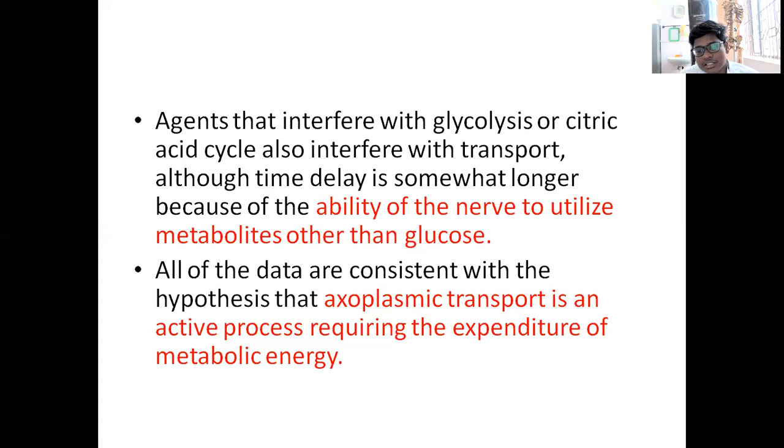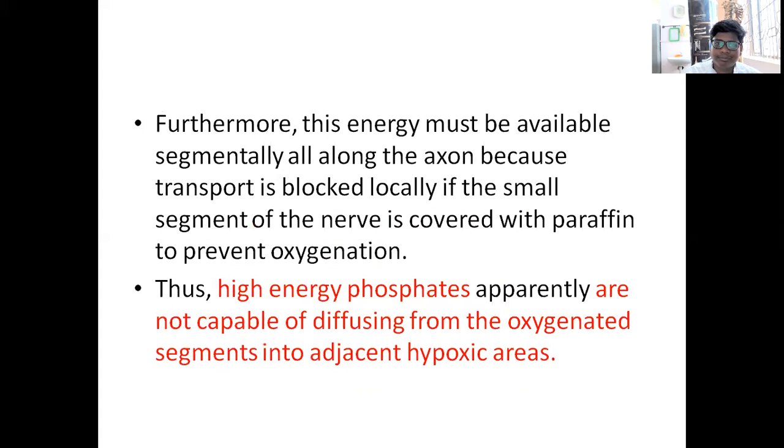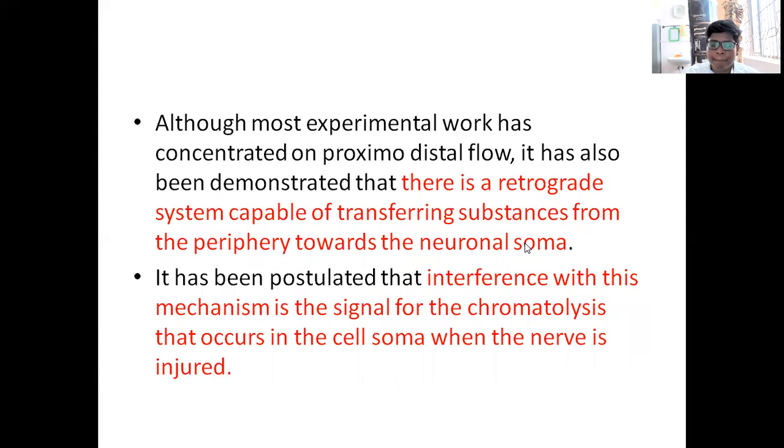All the data are consistent with the hypothesis that axoplasmic transport is an active process requiring the expenditure of metabolic energy. Furthermore, this energy must be available segmentally along the axon because the transport is blocked locally if a small segment of the nerve is covered in paraffin to prevent oxygenation. Thus, high energy phosphates apparently are not capable of diffusing from the oxygenated segments into the adjacent hypoxic areas.